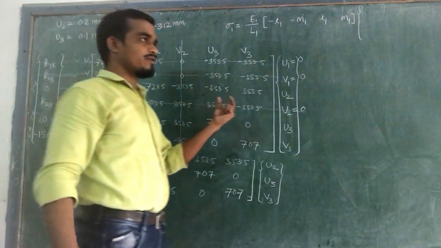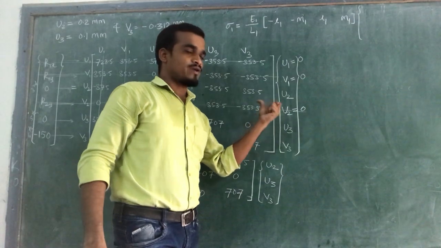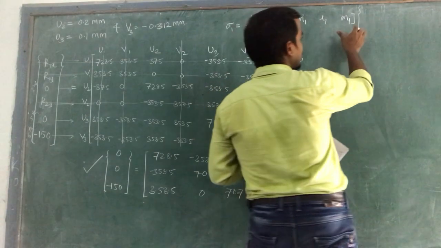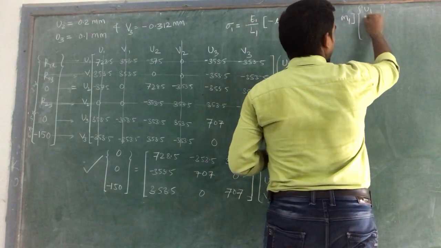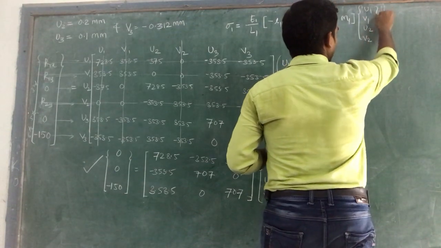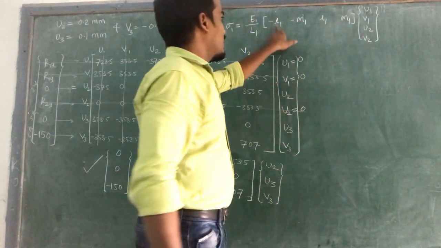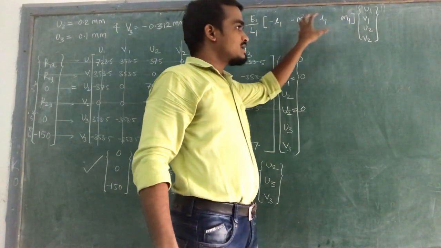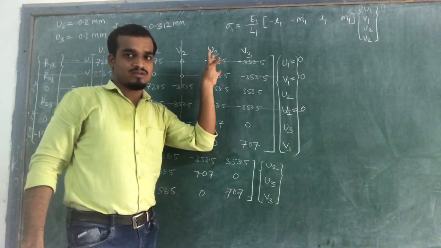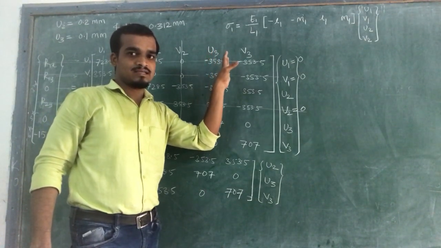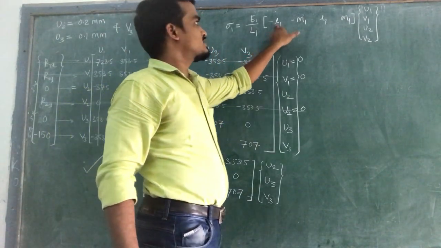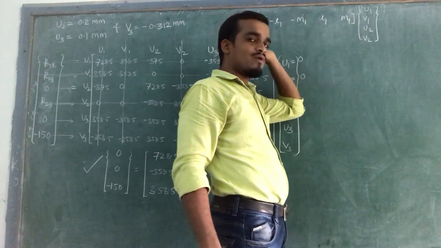Actually, the connectivity of the first element is between node 1 and 2. So at node 1, U1 V1 is the displacement, at node 2 U2 V2 is the displacement. So displacements related to the first element are U1 V1 U2 V2. By putting L1 M1 L1 M1, it means we have constructed the first table. L is nothing but cos theta, M is nothing but sin theta. So we have determined this L1 M1 L1 M1 for element 1.